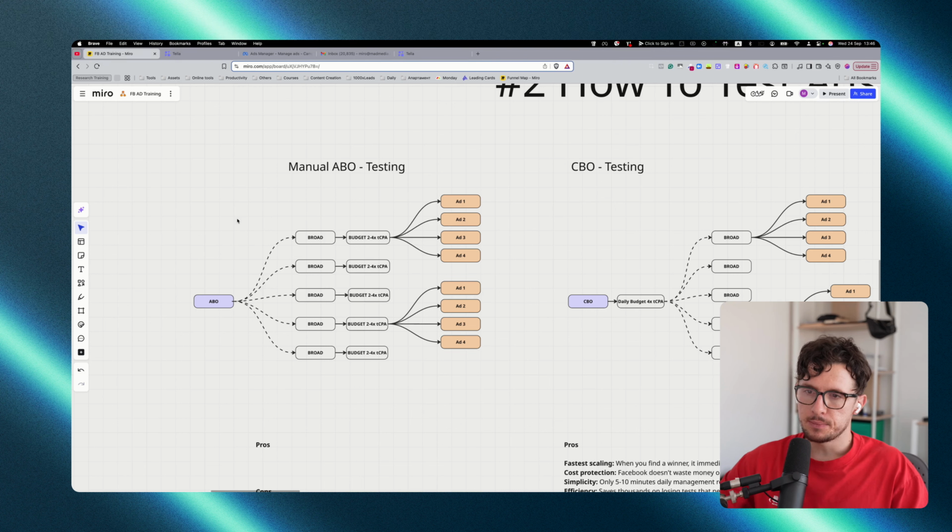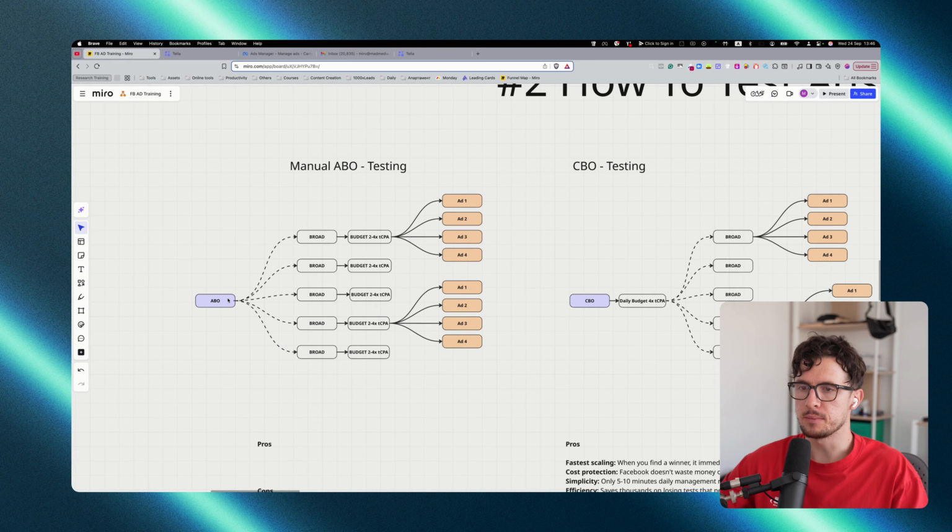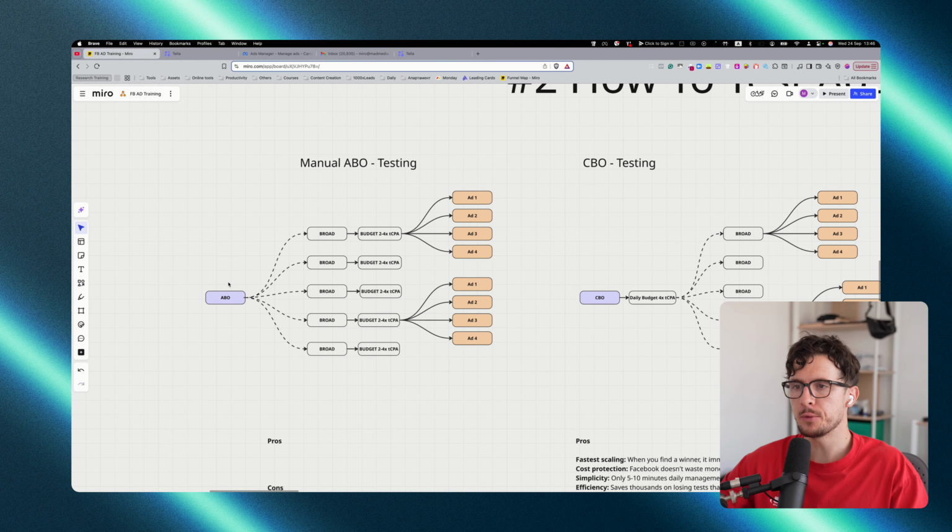So with that being said, as you can see on the screen, we have ABO. ABO essentially means that the budget is on the ad set level, and then we have our broad ad sets with 2 to 4 times the target CPA as starting budget.